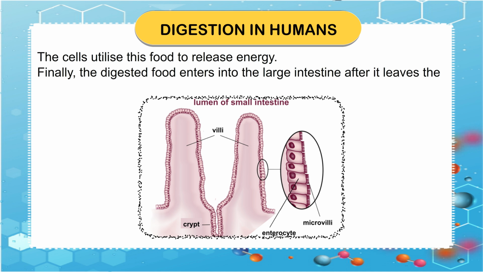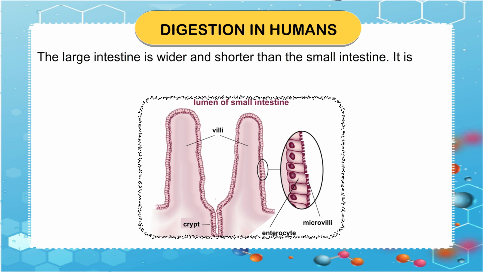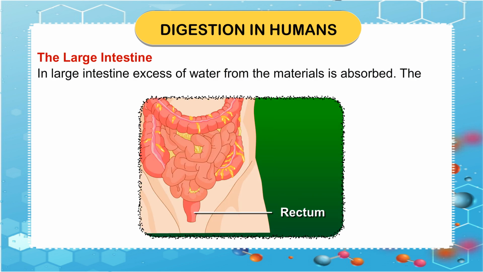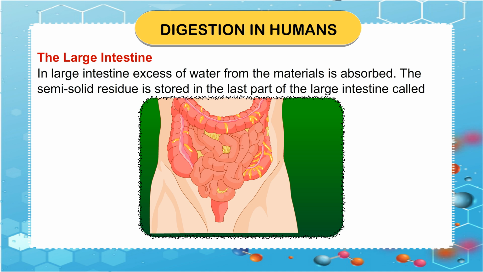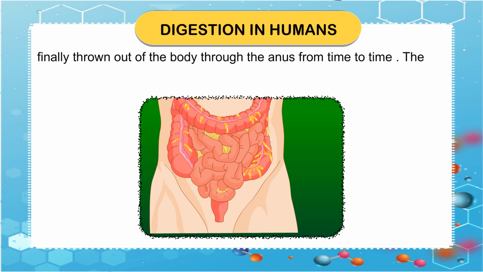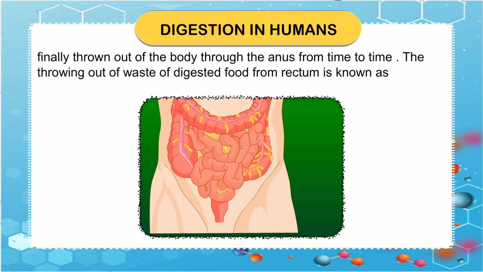Finally, the digested food enters into the large intestine after it leaves the small intestine. The large intestine is wider and shorter than the small intestine. It is about 1.5 meters long. In the large intestine, excess water from the materials is absorbed. The semi-solid residue is stored in the last part of the large intestine called the rectum and finally thrown out of the body through the anus from time to time. The throwing out of waste of digested food from the rectum is known as egestion.